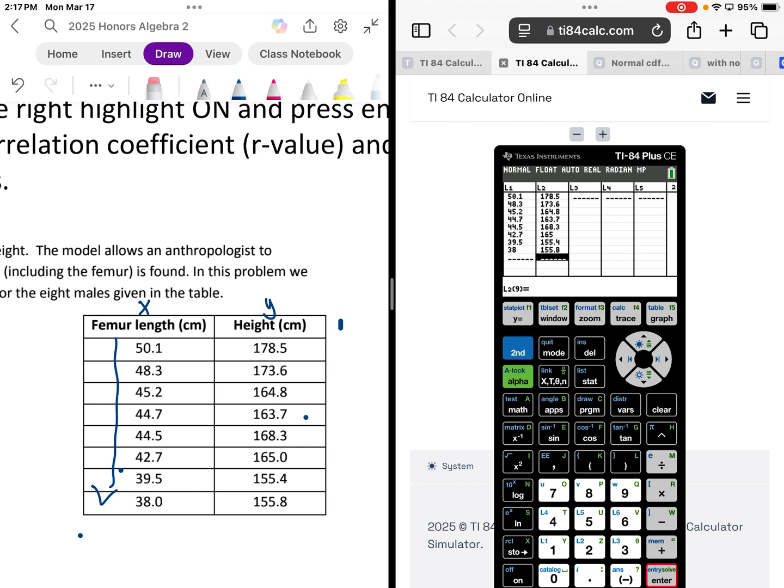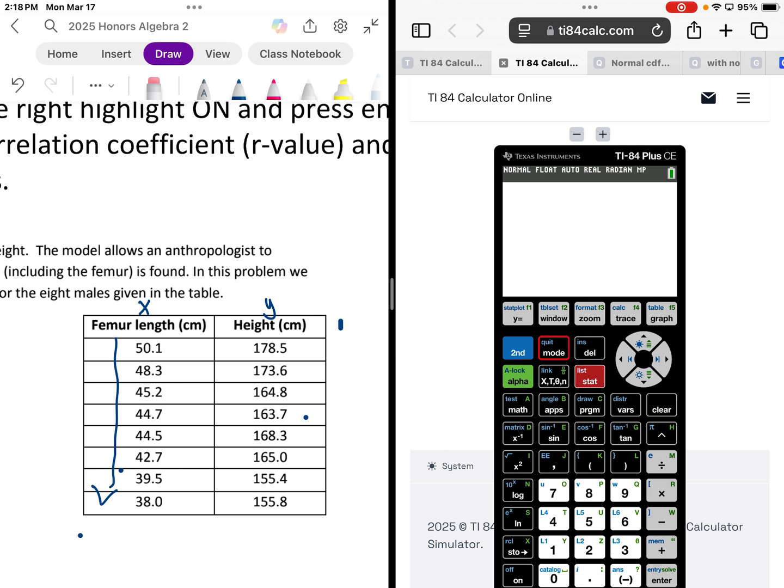So now with this in mind, it's not a bad idea to press second mode to quit the screen. So if you hit second mode to quit the screen, okay? And then we're going to go back into stat, and we're going to go over to the calculate column, and we're going to do option number 4 where it says LinReg. All right, so LinReg ax plus b. That's the one we're going to use. And then we're going to press enter.